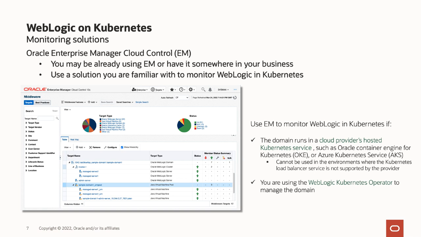And please be aware that there are conditions when you can use EM for the Kubernetes-based WebLogic targets. First of all, the domain has to be running in a hosted Kubernetes service in the cloud, such as Oracle Container Engine for Kubernetes, or OKE, or Azure Kubernetes Service, for example. This is because the approach discussed in this presentation uses a Kubernetes load balancer service that works in the selected cloud provider's environment. So this solution cannot be used in the on-premise Kubernetes where the hosted Kubernetes service is not available.